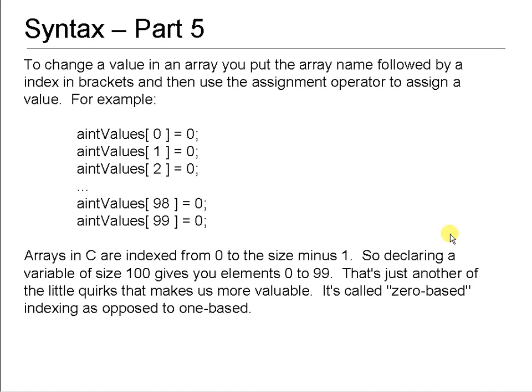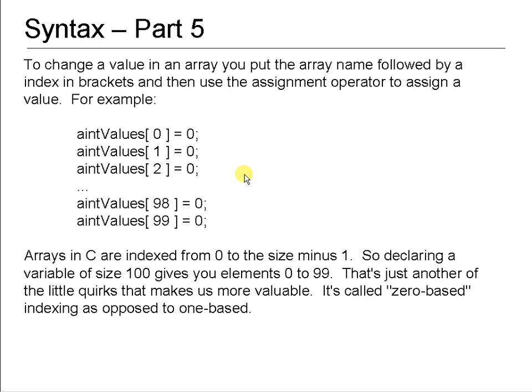To change a value in an array, you put the array name followed by index in brackets, and then use the assignment operator to assign a value. So for example, aIntValues bracket 0 bracket equals 0, and you do it 1, 2, 3, 4, 5 all the way up. Now arrays in C are indexed starting from 0 all the way up to the size minus 1. So declaring an array of size 100 gives you elements 0 to 99.